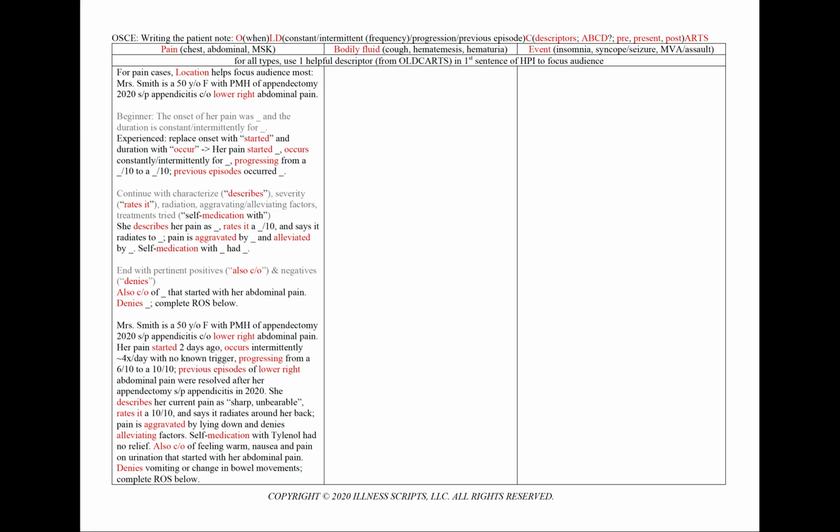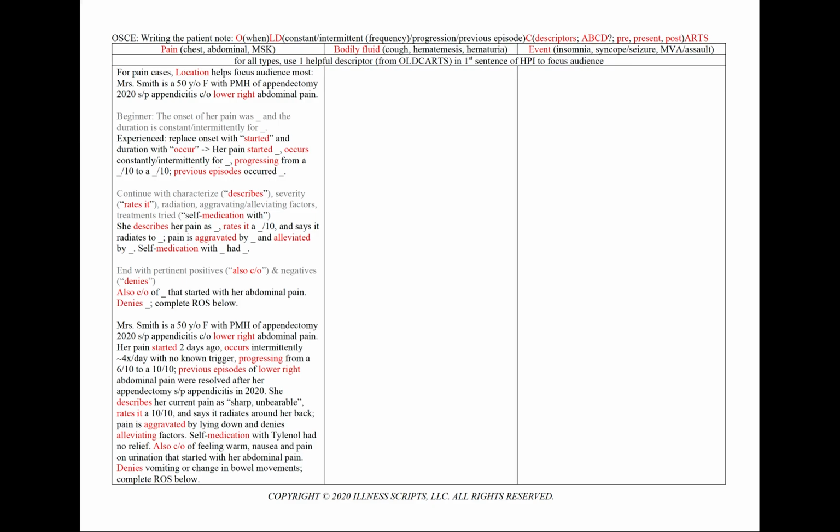She rates it at 10 out of 10 and says it radiates around her back. Pain is aggravated by lying down and she denies alleviating factors. So this is important and high yield as well, that even if there are no alleviating factors or even if there are no previous episodes, we state the negatives. Writing the negatives is just as important as the positives. So we'll write denies alleviating factors. Self-medication with Tylenol had no relief.